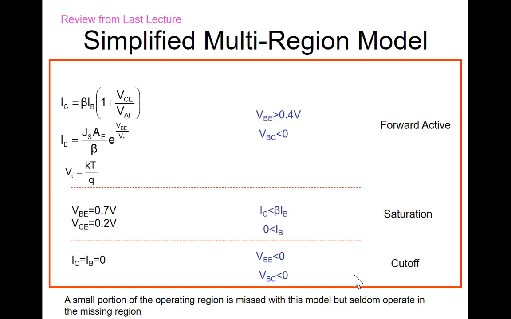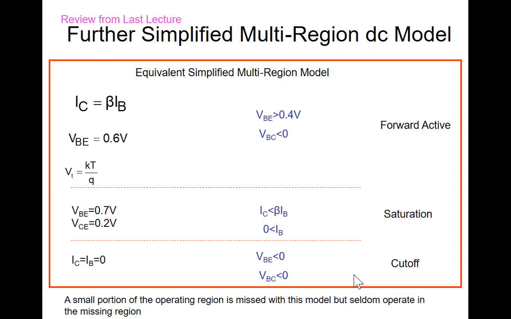We had 2 models. We had a simplified multi-region model. This was a piecewise model, and it involved an exponential relationship between the base current and the base emitter voltage. Same exponential relationship for the collector current, although if we want to, we can replace that exponential relationship with beta times IB in the model. And then we had some rather simple models in saturation and in cutoff for this device. And then we had a further simplification. We said oftentimes, if it doesn't make much difference whether the base emitter voltage is 0.6 or 0.7, we can replace it with this model here.